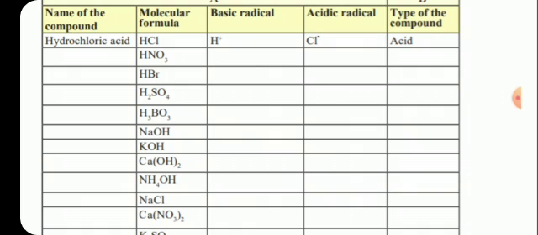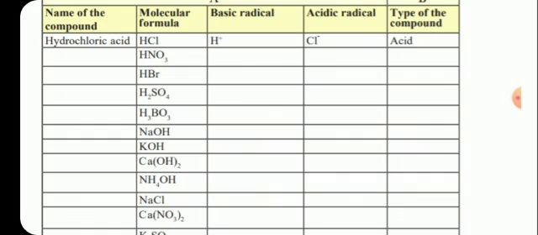Now you have to write the name of the compound HNO3. So what will be the name of this compound? Nitric acid. Nitric acid contains H+ as a basic radical, NO3- as an acidic radical, and it comes under the compound type acid.